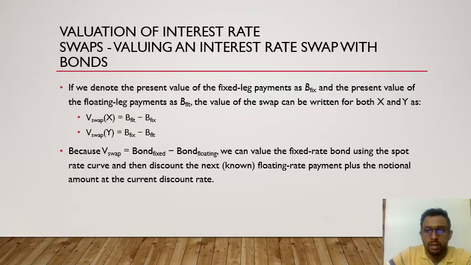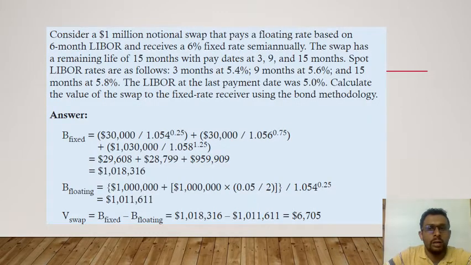So we'll consider an example. Consider an example of a 1 million notional swap that pays a floating rate based on 6 months LIBOR and gives a 6% fixed rate semi-annually. The swap has a remaining life of 15 months and pays at dates 3, 9 and 15 months. Spot LIBOR rates are as follows: 3 months is 5.4%, 9 months is 5.6% and 15 months is 5.8%. The LIBOR rate at the last payment date is 5%. Calculate the value of the swap to the fixed rate receiver using the bond methodology. So this is the question. If you want to read, please pause and read it.